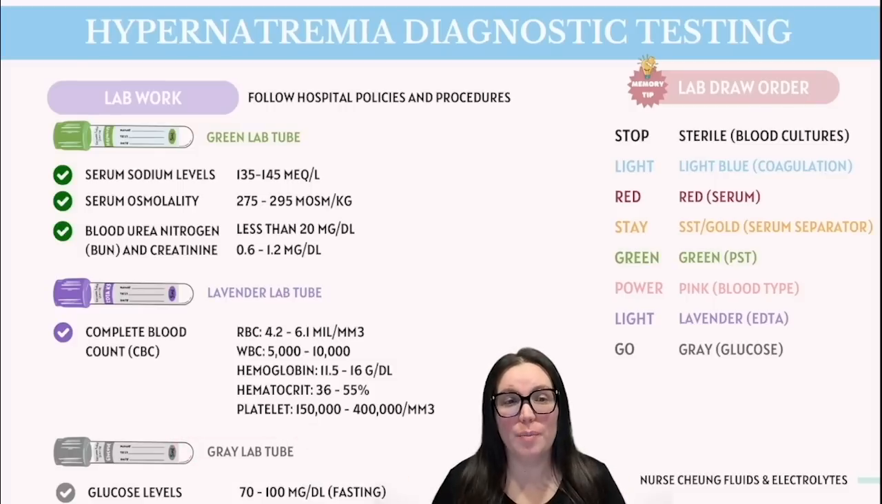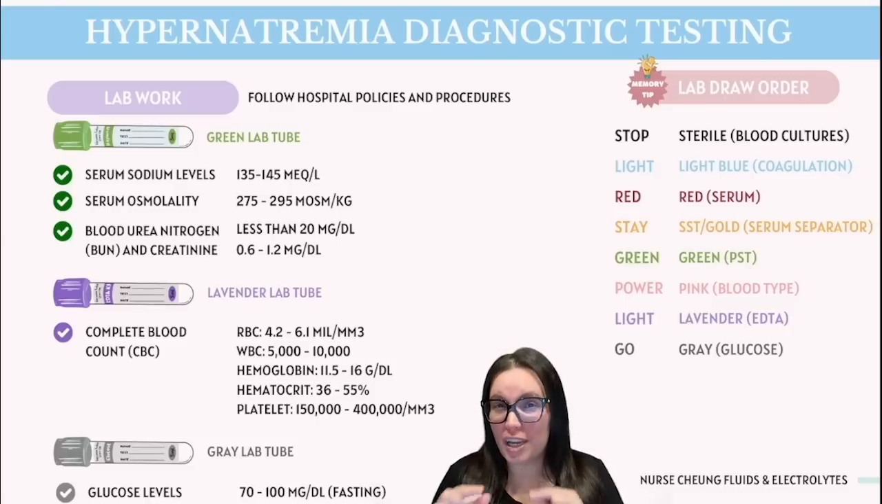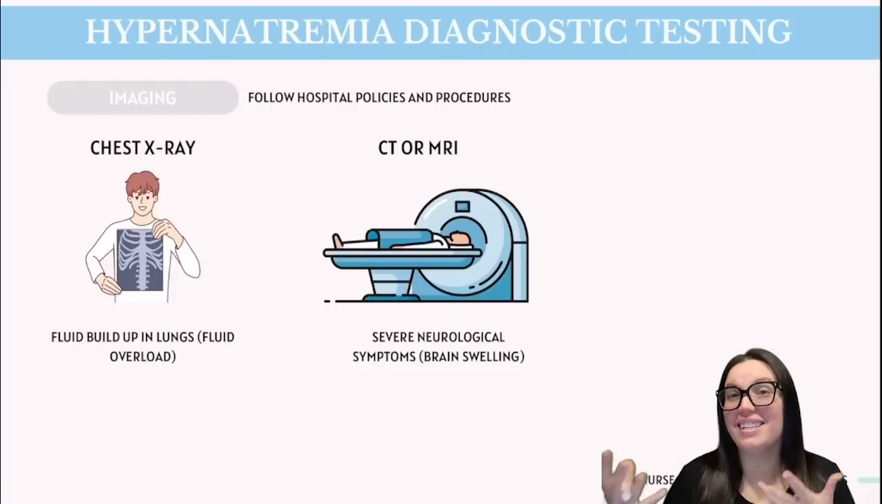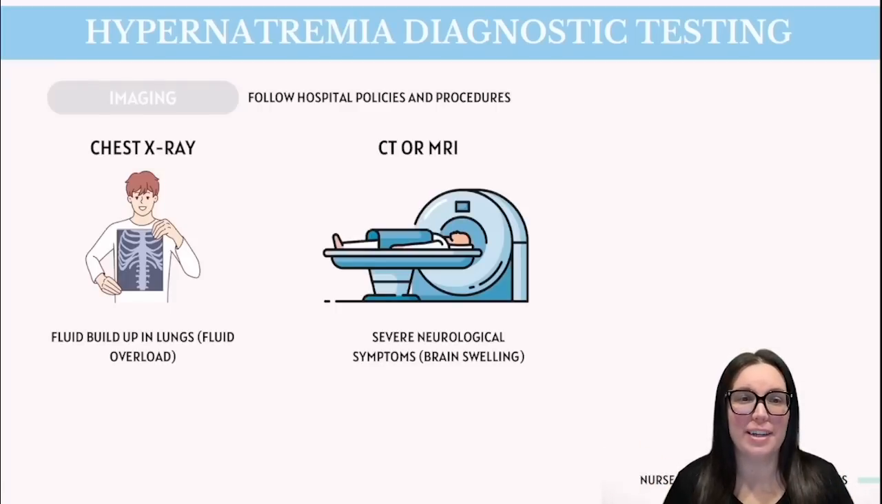Glucose levels are important, especially in patients with diabetes. High glucose levels can actually lead to water loss through our urine, so that will ultimately make our hypernatremia worse. When we're looking for normal levels with glucose, we're usually looking between 70 to 100 if the patient has been fasting. So what potential diagnostic testing could we see with hypernatremia?